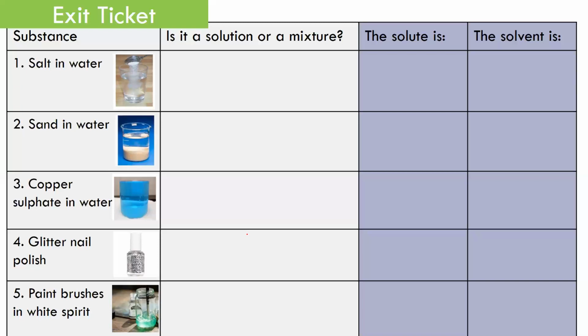Number 4, glitter in nail polish, is a mixture. Obviously the glitter does not dissolve in the nail polish, hence why it's a mixture. The solute being the glitter and the solvent being the nail polish. Number 5, and not least, it's paintbrushes in white spirit. The paintbrushes do not dissolve, so that makes it a mixture. The solute being the paintbrushes and the solvent being the white spirit.